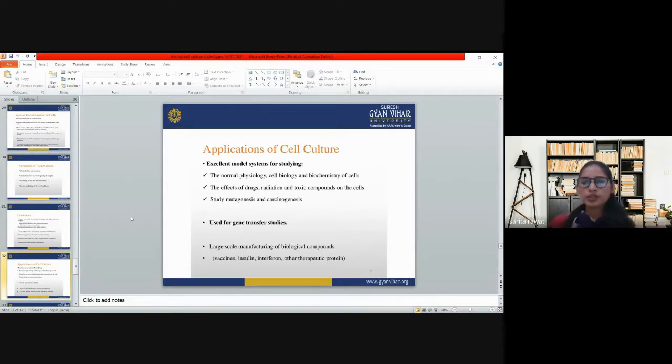Now, talking about the applications of cell culture. Applications of cell culture include excellent model systems for studying the normal physiology, cell biology and biochemistry of the cell, the effect of drugs, radiation and toxic compounds on the cell, and the study of mutagenicity and carcinogenicity. They are also used for gene transfer studies and large-scale manufacturing of biological compounds and vaccines, insulins, interferons, and other therapeutic proteins.